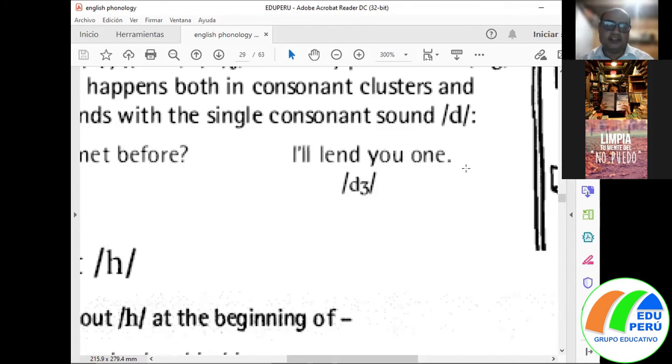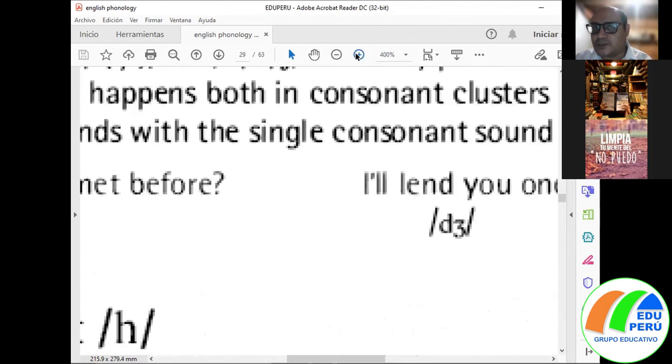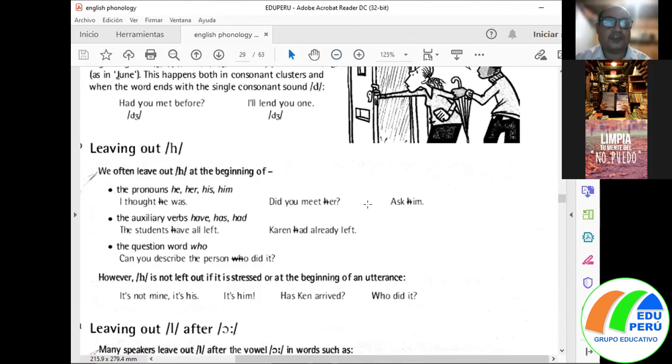Now, don't forget that this is reciprocal assimilation, and we have just two cases in English using the affricate. Notice that you're going to use the affricate sounds. We have two affricate sounds in the English language, ch and j. So we're going to use the affricate sounds when we produce a reciprocal assimilation.